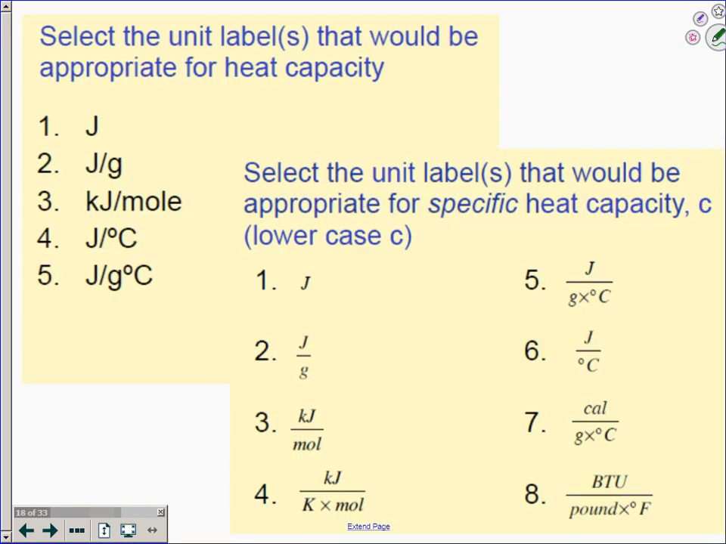All right, so quick quiz. Okay, talk to the person next to you. Decide on the first question and the second question. Okay.